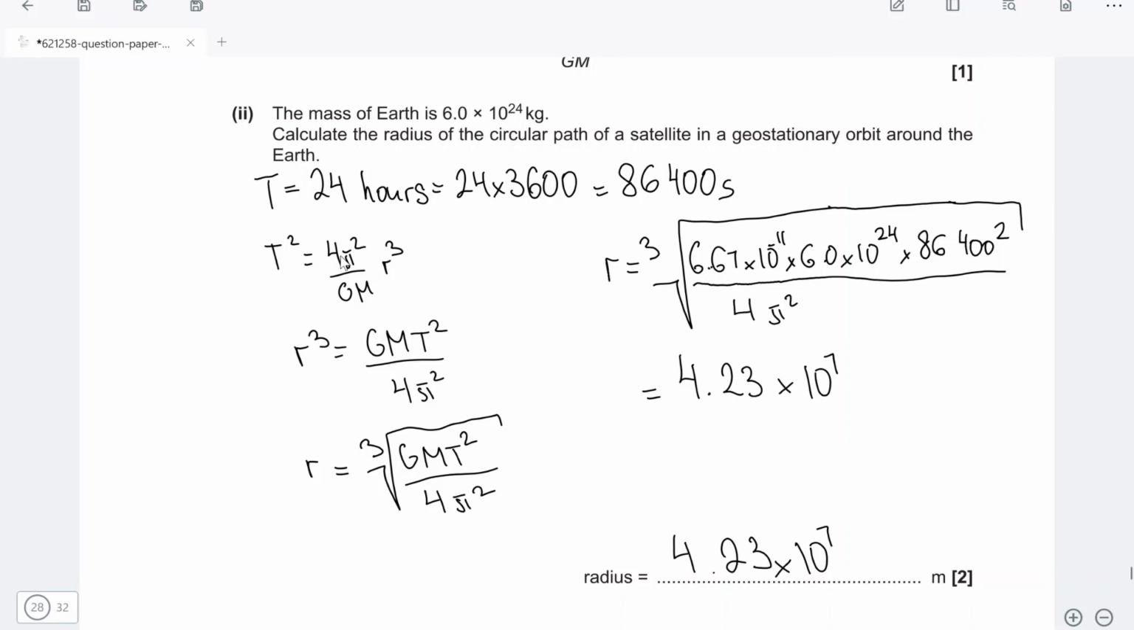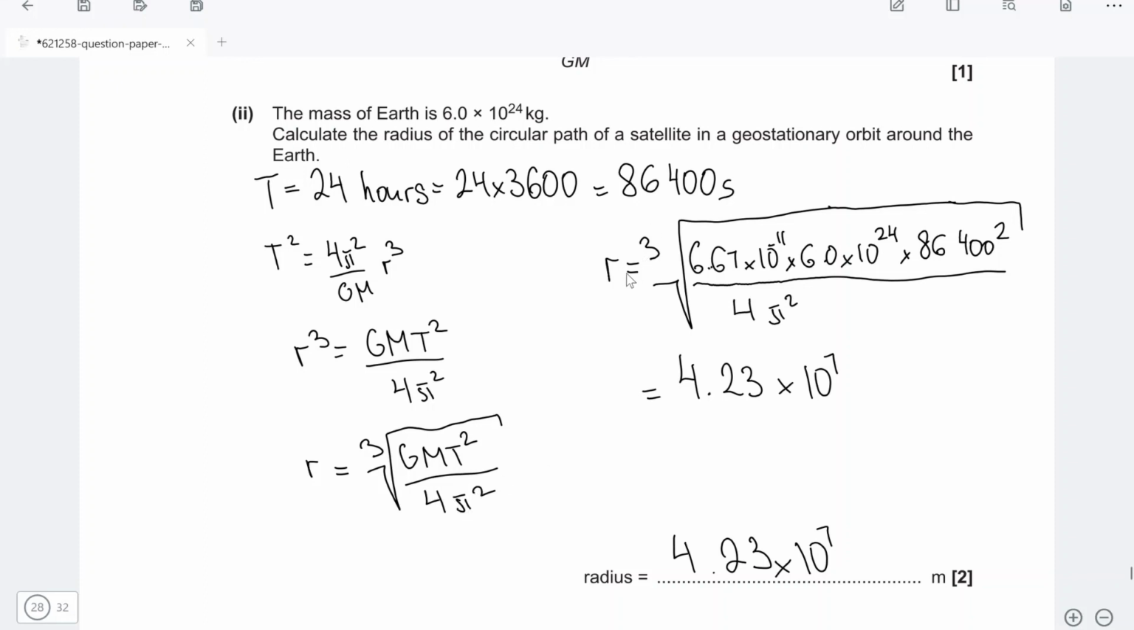T squared is equal to 4 pi squared over GM r cubed. Now, in this case, we know what T is, we know what 4 pi is, we know what G is, and we're given the mass of the Earth, so we can directly rearrange for r. Rearranging for r cubed first, we get that r cubed is GMT squared, don't forget the square, really, really important, divided by 4 pi squared. So r will be the cube root of GMT squared divided by 4 pi squared.